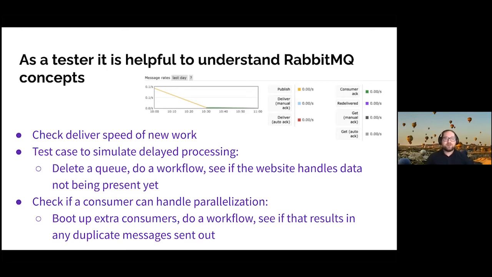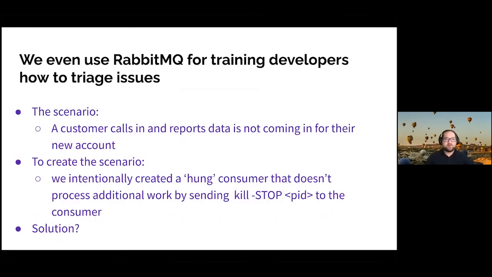So another thing I like to bring up is that I always ask the developers, can your consumer handle parallelization? So I'll often be booting up extra consumers for new ones that are being released, and I'll do a workflow and I'll see if that results in duplicate messages or duplicate things in the application under test. So that's why it's good to understand a little bit about RabbitMQ.